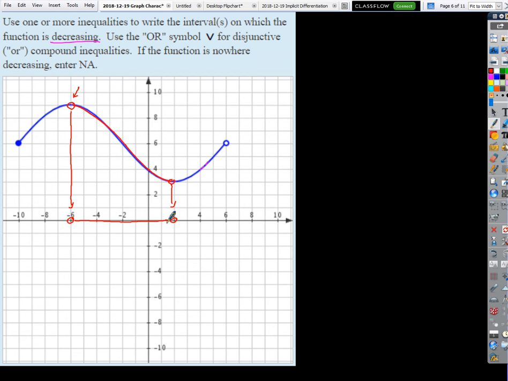So how would we say that using an inequality? X is definitely less than 2 and greater than -6. That's the interval in which the function is decreasing. Okay, increasing would be where?